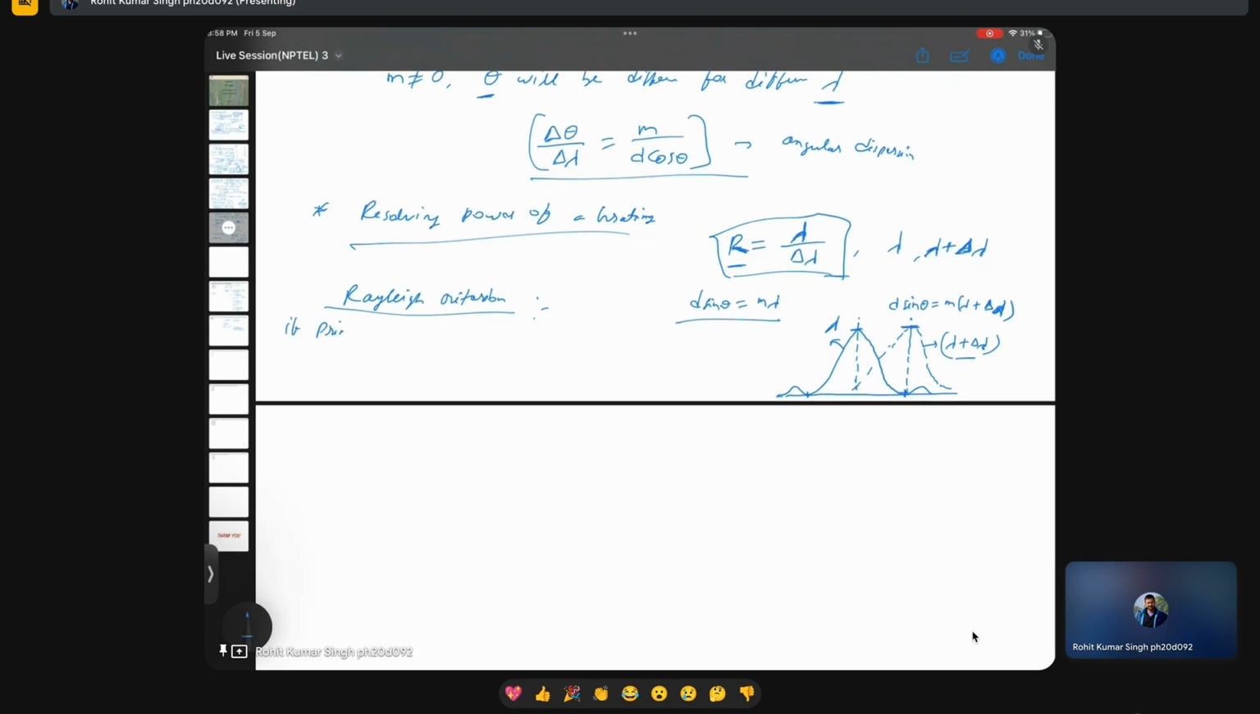So if the principal maxima corresponding to lambda plus delta lambda falls on the first minima of lambda, so this is the first minima, it is falling like this, the principal maxima is coinciding with the first minima of lambda, then the two wavelengths lambda and lambda plus delta lambda are said to be resolved. Okay.